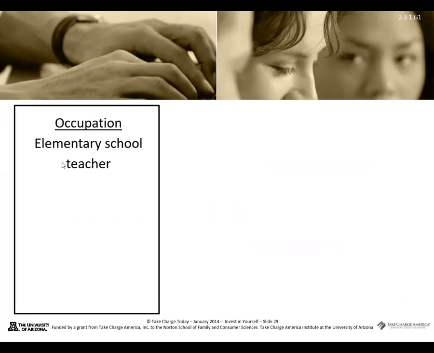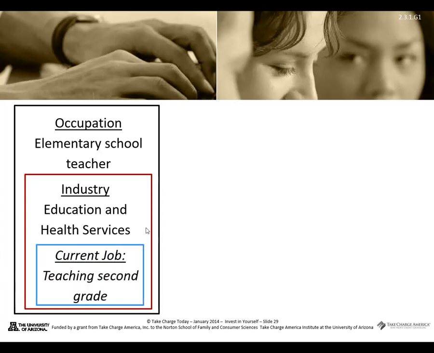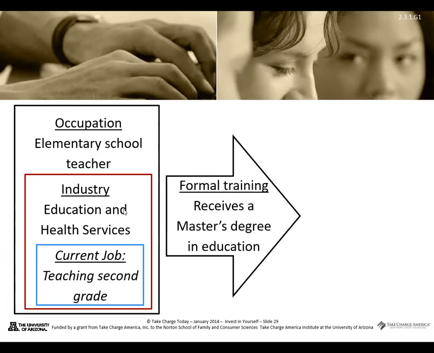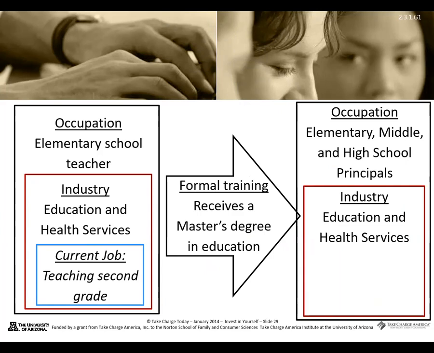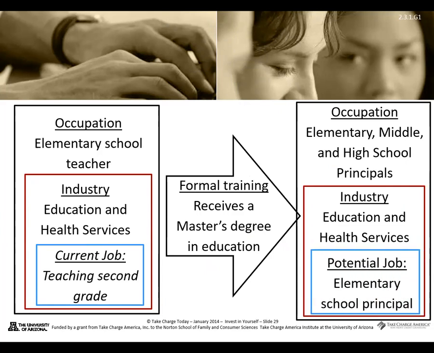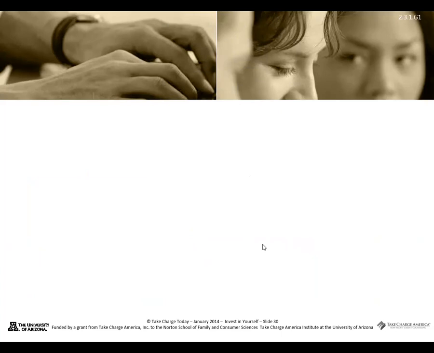So the occupation of elementary school teacher is in the industry of education and health services, and the job is teaching second grade. If you were to get a master's degree in education, that brings you to a higher opportunity of elementary, middle, and high school principals, who will also work in the industry of education and health services, but the job is a principal. That changes things depending on the amount of formal training that you receive. These three things all lead together.